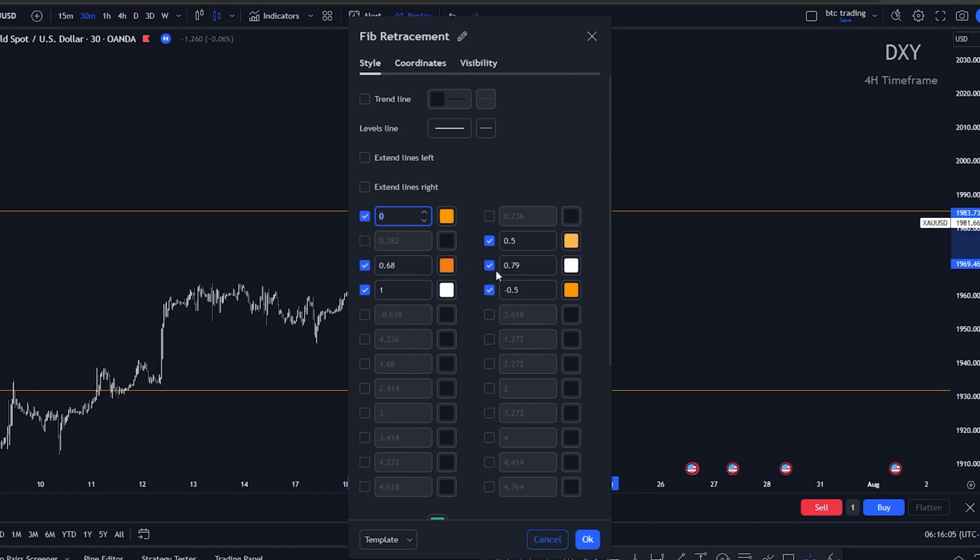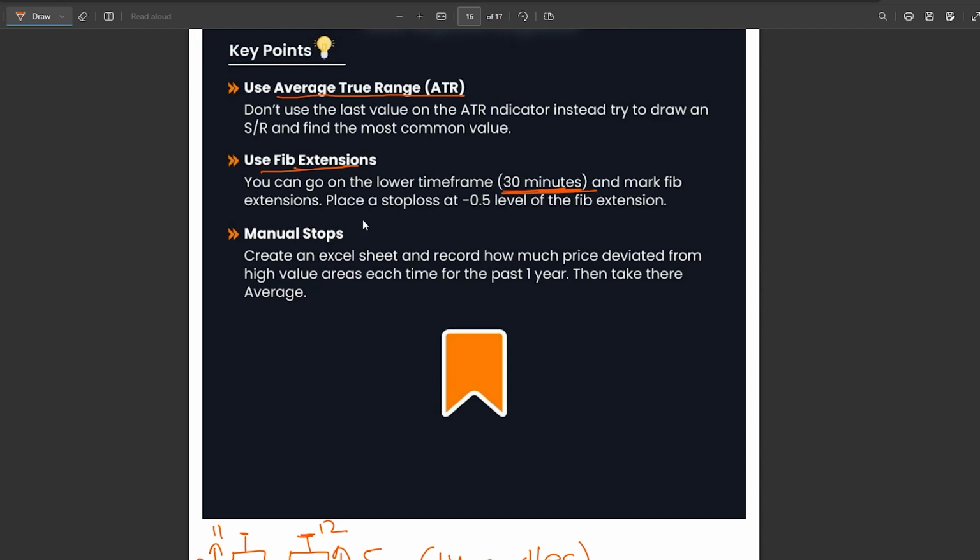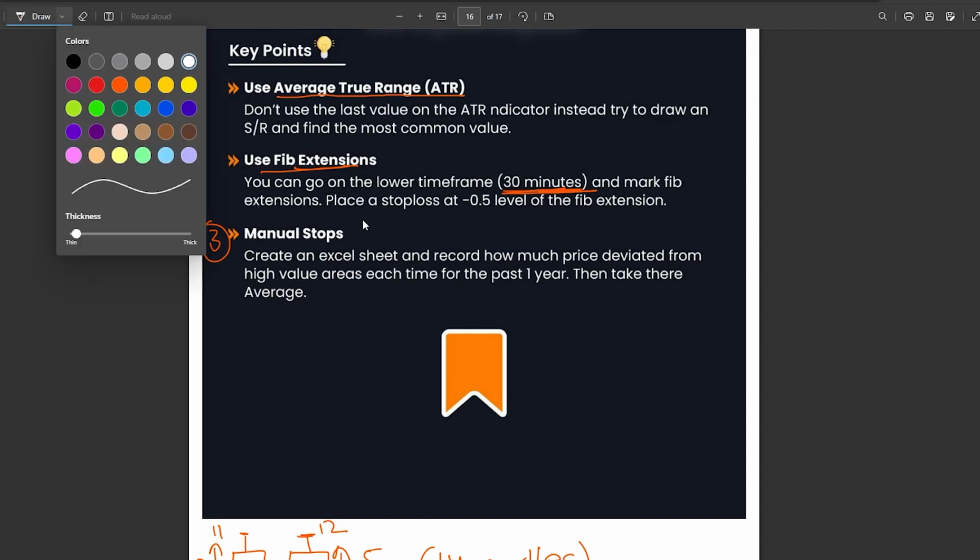I like to place the 0.79 level because this is an OTE level, optimal trade entry, and the price must not go above the minus 0.5 level if it is to give you a turtle soup trade. So now let's move on to the third method as to how to place stop losses while taking a turtle soup trade. The third method is pretty easy.